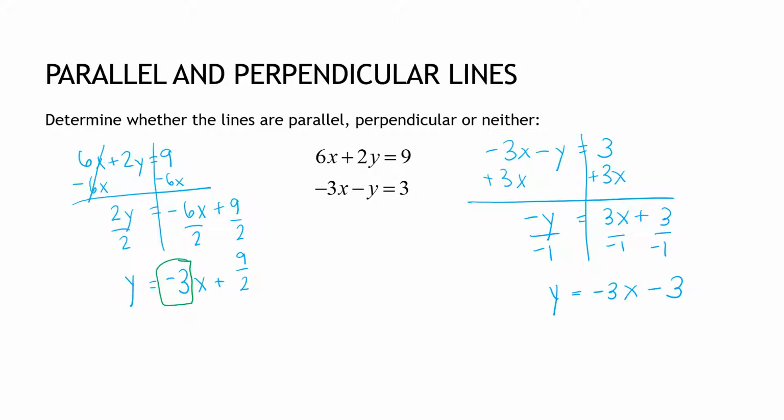What this tells me is that these lines are parallel. They're parallel because their slopes are exactly the same, and if you'll notice, negative 3 and positive 9 halves are not the same value. If I did all of that work and found that they were the same y-intercept as well, we couldn't call them parallel because they would really be the exact same line twice.